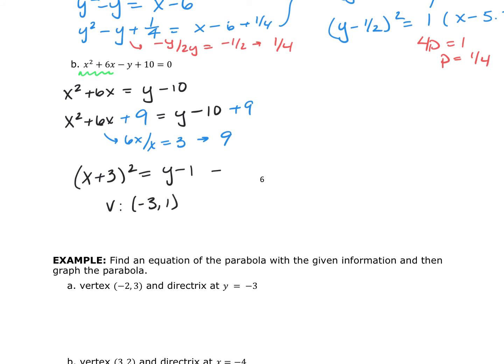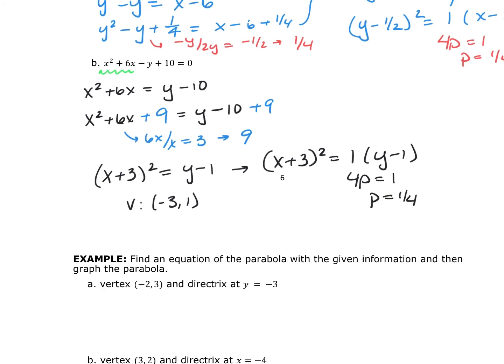Now remember, I'm going to just rewrite this so I can clearly see my 4p, because the coefficient on y is 1, my 4p should equal that 1. So p is equal to 1/4 again. Now, let's go ahead and graph this.